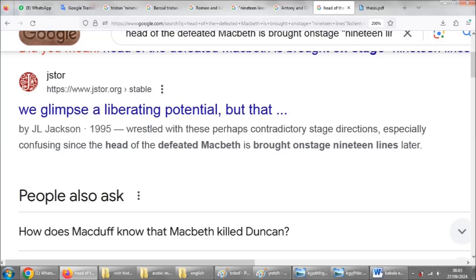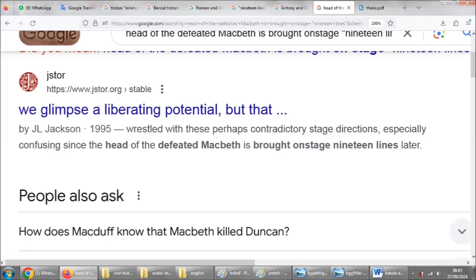Yeah, so Macbeth, basically when they've chopped his head off, or when he's defeated, and they're acting out the play, they bring it on stage normally 19 lines later, you see. And if anybody studies many of these things, the number 19 is a main feature in many of these so-called Shakespeare's works.